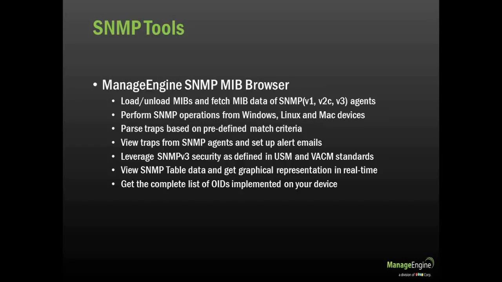You can view SNMP traps from SNMP agents and receive emails when a trap is received. The tool helps you to leverage the security defined by the user-based security model and view-based access control model of SNMP v3. You can also view the SNMP table data and get graphical representations of integer or gauge OIDs in real time. Lastly, but not limited to this list of features, you can get the complete list of OIDs implemented on the device.